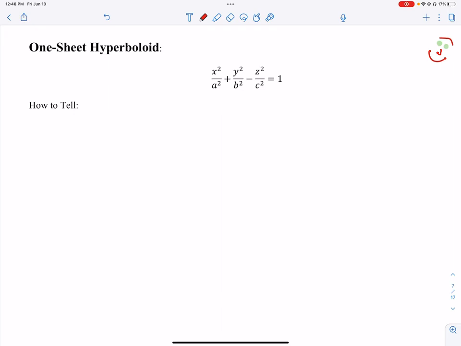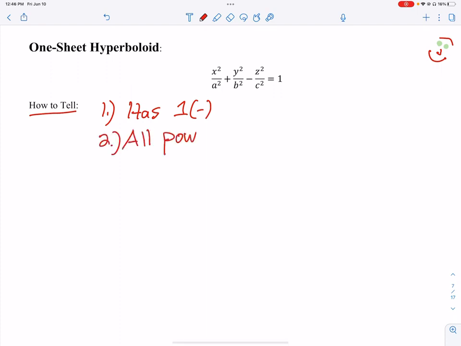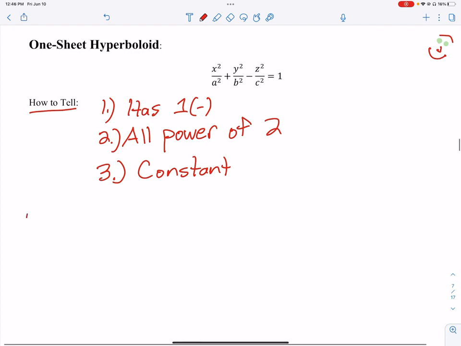In this video, we are going to talk about the one-sheet hyperboloid. So let's talk about how to pick it out, given that we're going to have to recognize it to be able to graph it. So this has one negative. All right, so that's talking about that, one negative. They all have power of 2. And then the third thing is that there's a constant, the 1. Okay, so this tells me that it would be a hyperboloid if I could find all 3 of those things.